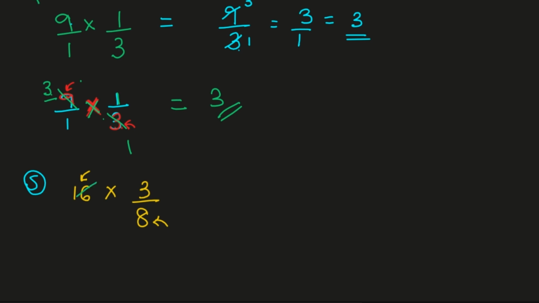16 divided by 8, the answer is 2. 8 divided by 8, the answer is 1. So the final answer will be 2 into 3. 2 into 3, it's 6. You know that the denominator of 16 is 1, even though it's not visible. So 1 into 1 here, the answer is 1. So keep in mind, writing this 1 is not necessary. So the final answer is 6.